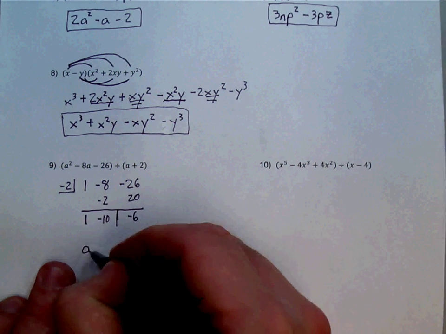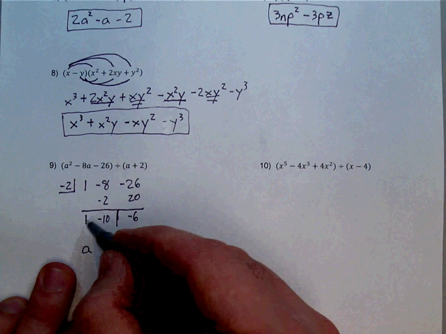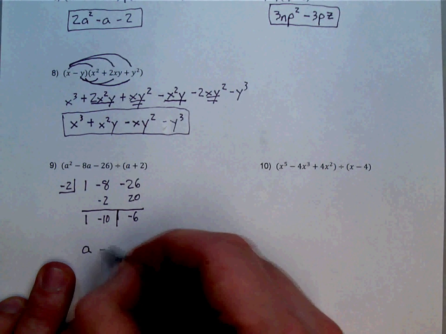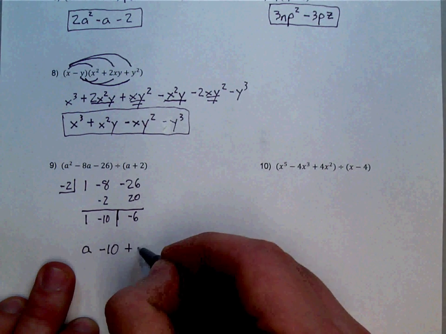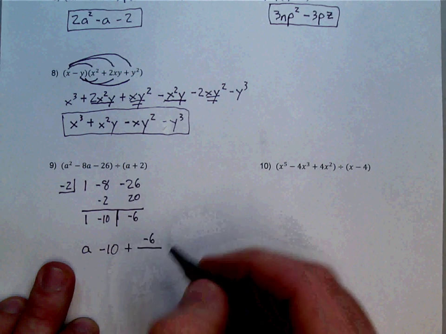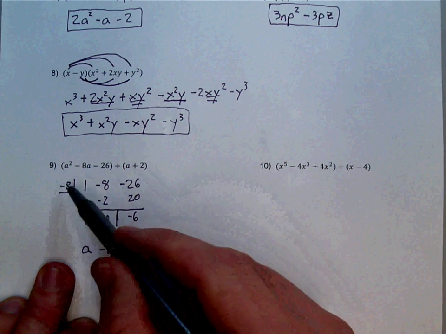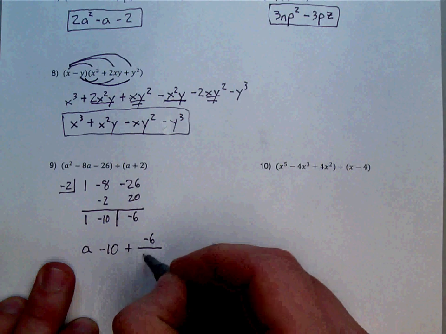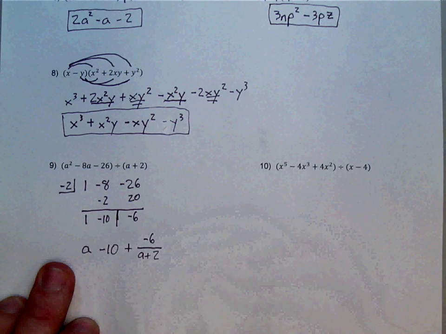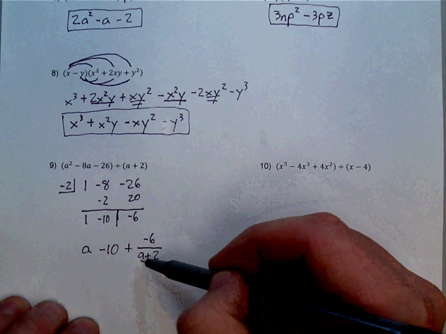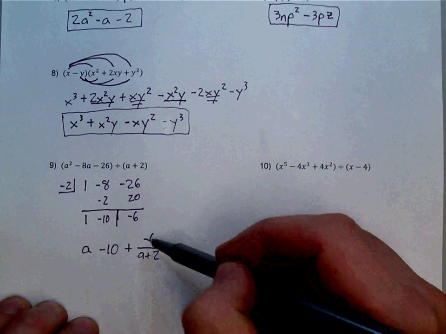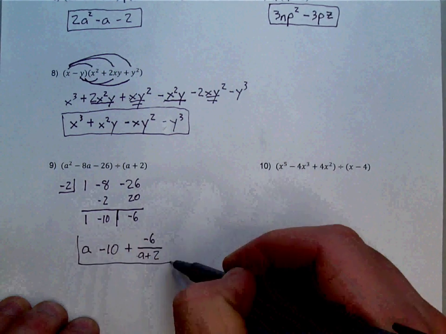So 1a, I don't have to write the 1. And so after that comes the constant, so minus 10. After that is my remainder, so put your remainder of negative 6 in the top. We divided, not by negative 2, but we really divided by a plus 2. That's our denominator. You cannot simplify the 6 and the 2 because you can't divide the a by 2. You can't divide all of it by the same thing, so there's our answer.